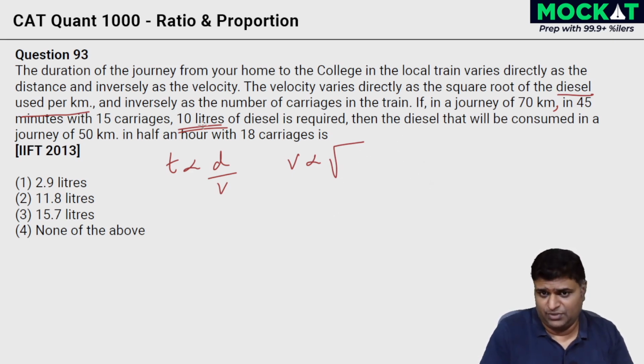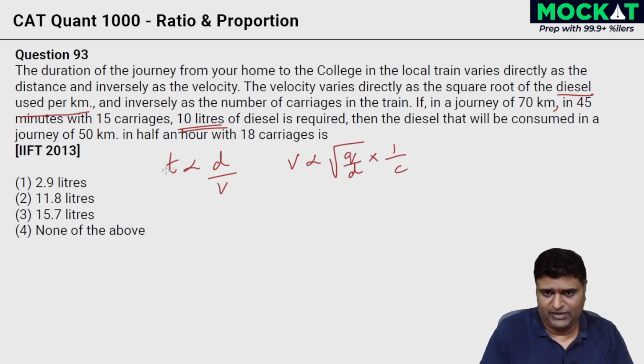The diesel used over here, let's write that down as a quantity divided by the kilometers covered, Q by D, root of Q by D. And it continues, and inversely, velocity is also varying inversely with the number of carriages in the train, and that is given to us. I can just write that as C, number of carriages, into 1 by C. Fine.